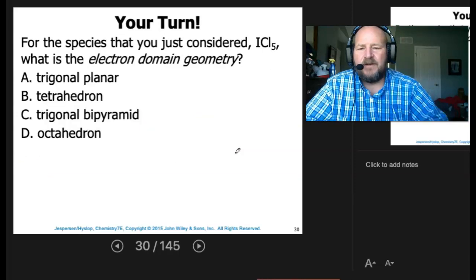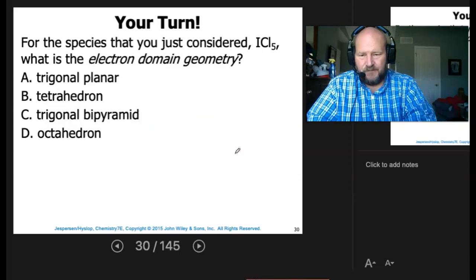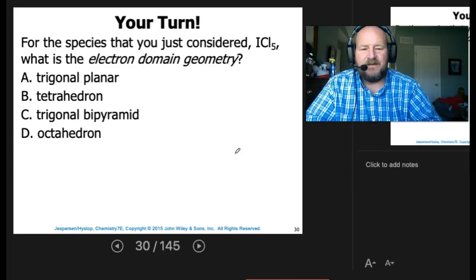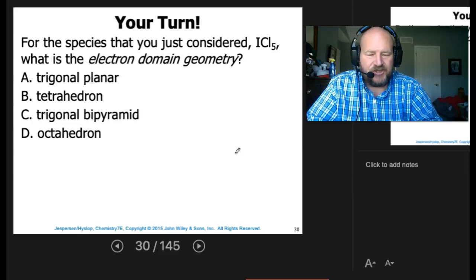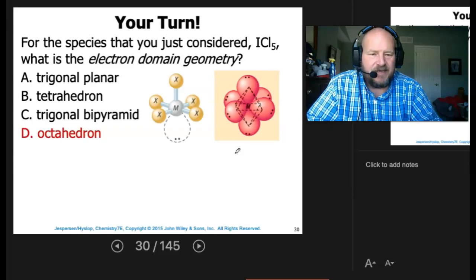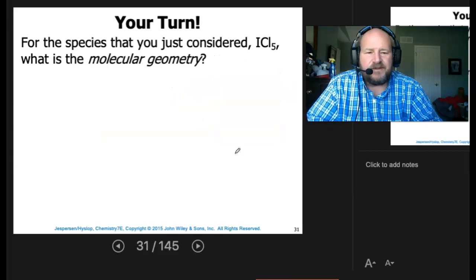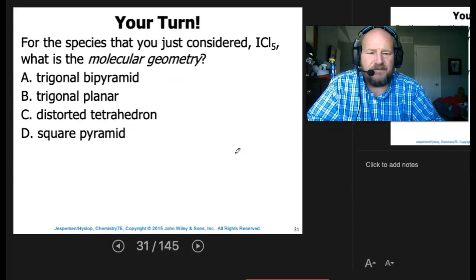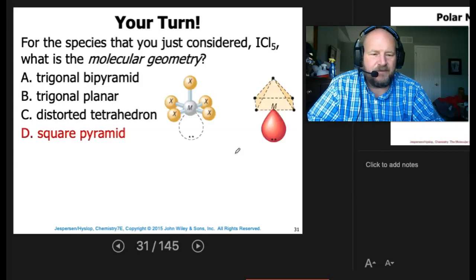Okay. So for the species that you just considered, what is the electron domain geometry? Well, the geometry, remember, that's going to be your basic shape. So the fact that we don't see square pyramidal on here shouldn't bother us. Right, it's going to be an octahedron. And there's our square pyramidal shape that we just drew on the last slide. And of course, that means for the species you just considered, ICl5, what is the molecular geometry? And there it is, square pyramidal. Right?